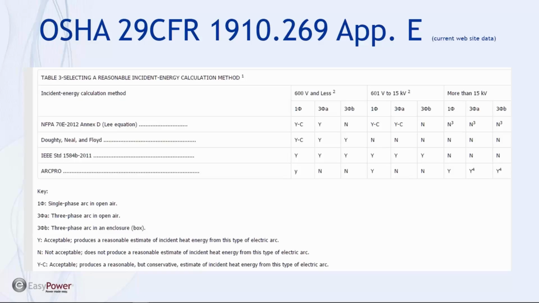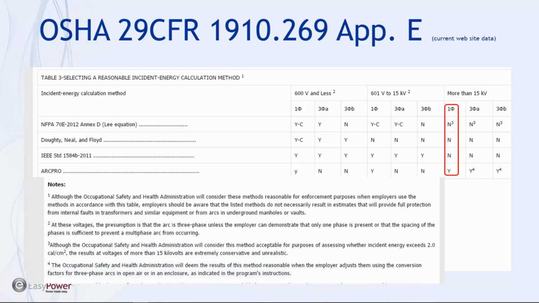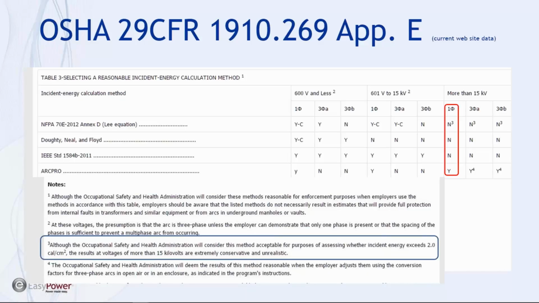Then secondarily, you'll notice that even on a single phase greater than 15,000 volt application, there are some notations here. And if we look at why they don't recommend the IEEE approach, or actually any of the equations, it's because they're too conservative. That means they'll calculate incident energy higher than what's necessary, because they're being on the safe side, or the conservative side of the curve.